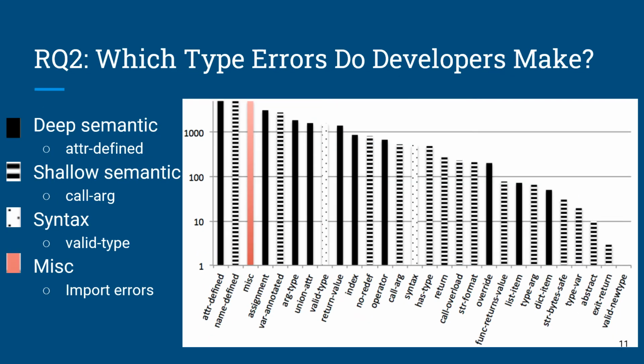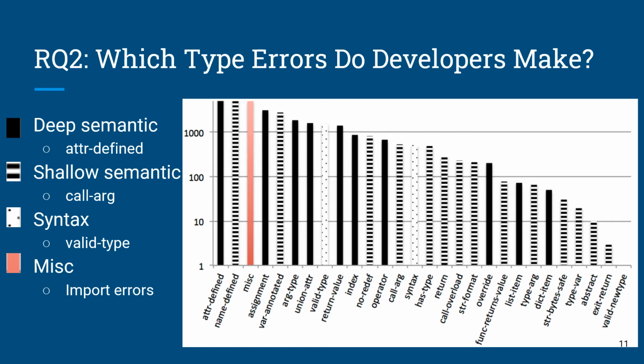Next, we look at which type errors developers make. Both MyPy and PyType have their own error codes. The graph shows the error code distribution of MyPy in log scale. We classify them into 4 categories.